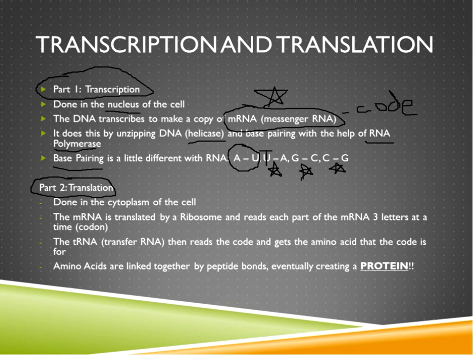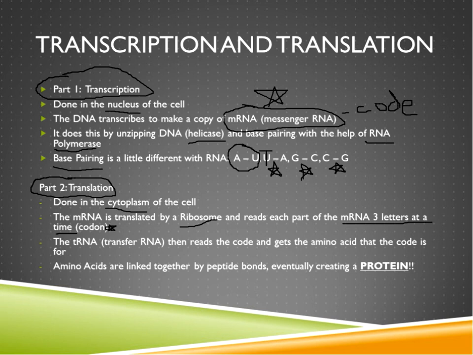Part 2 is translation. So now, after you get this messenger RNA code, this is done in the cytoplasm, so all the extra space inside the cell, and the mRNA is translated by a ribosome. So a ribosome helps do this. We know what translate means, just means to read something and decode it. Well, a ribosome does that, and it reads each part of the mRNA 3 letters at a time. That's called a codon. It's another vocabulary word. 3 letters of a messenger RNA is called a codon.